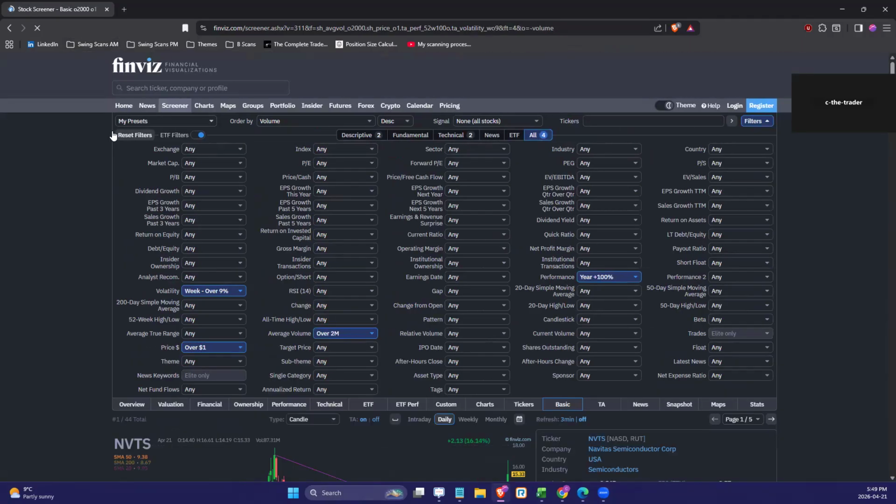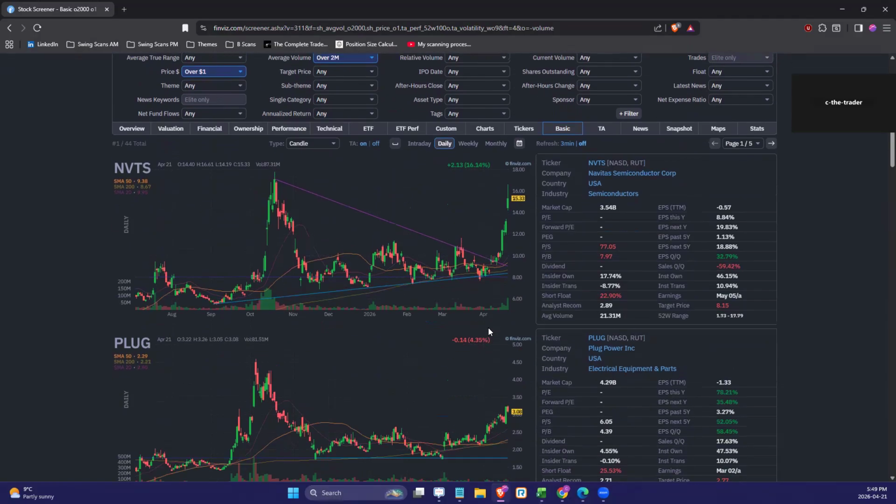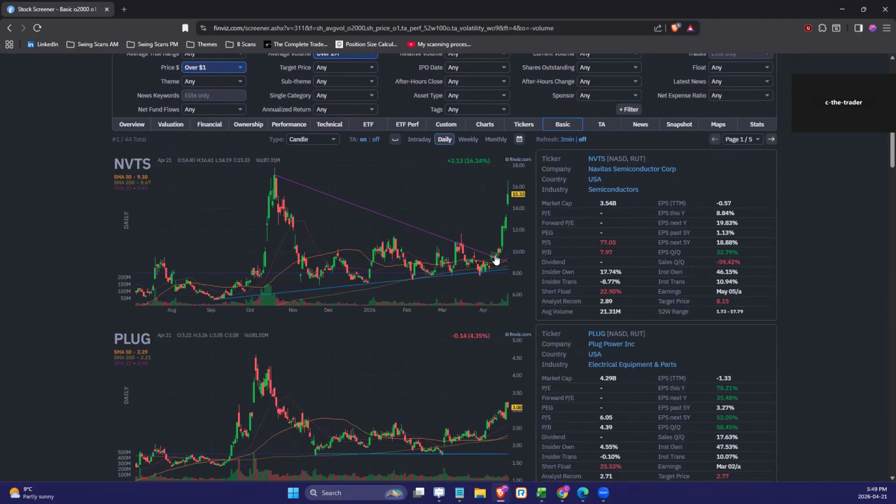Strongest, most volatile, high ADR, big performance, year up 100%. NVTS, this one worked perfectly. Beautiful move back to this resistance level here.